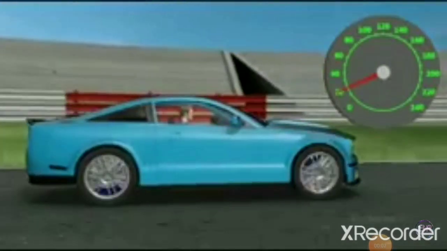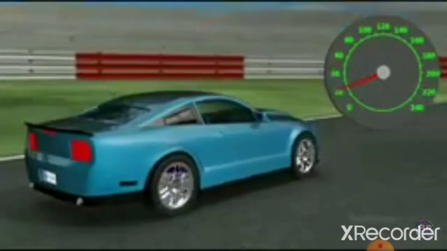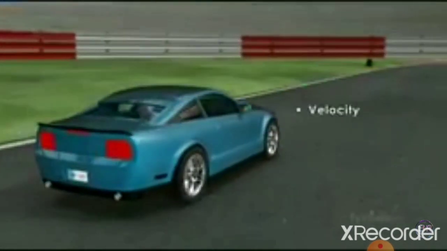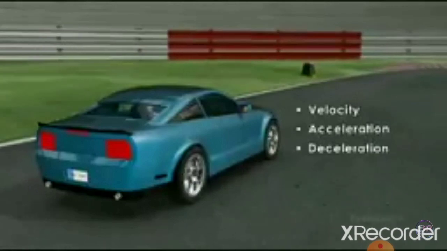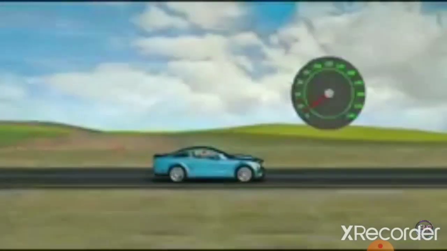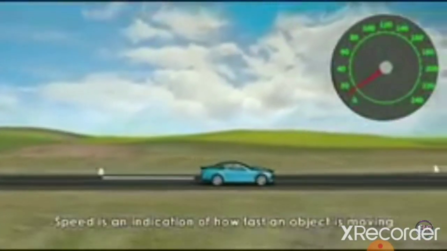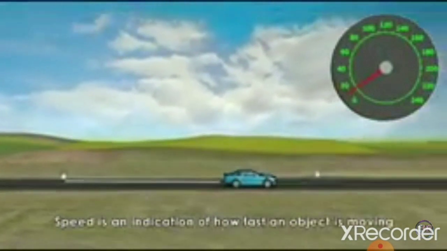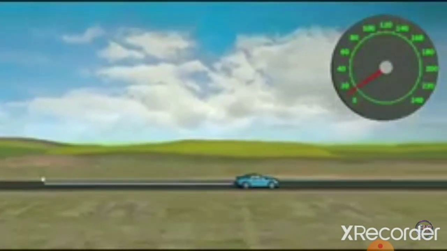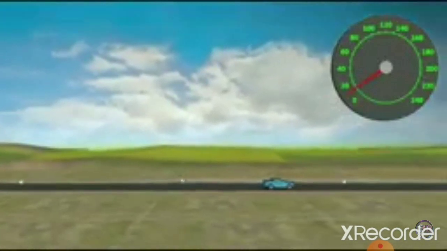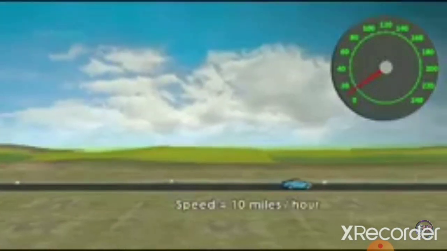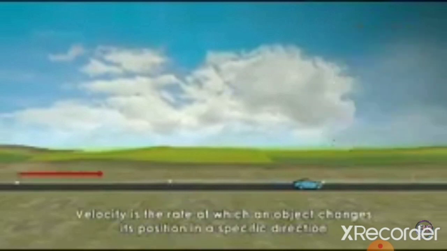In the previous class we have seen the concept of speed and velocity. In today's class we shall see acceleration and deceleration. So let's see what is speed. Speed is an indication of how fast an object is moving. For example, if a car is moving 5 miles in 30 minutes, then its speed will be 10 miles per hour.